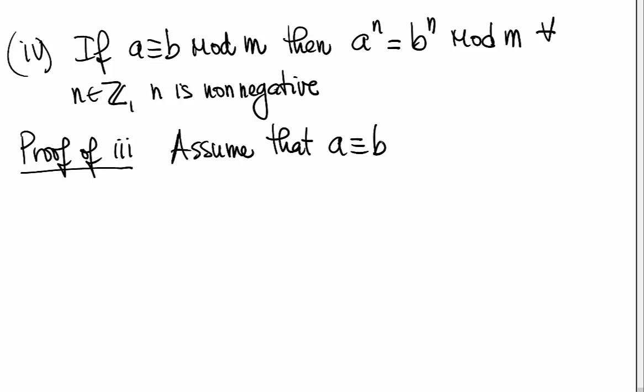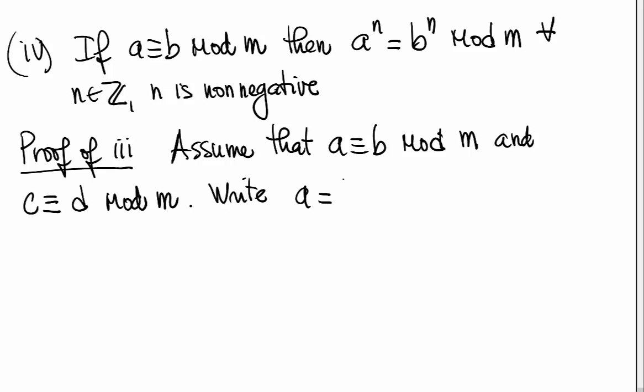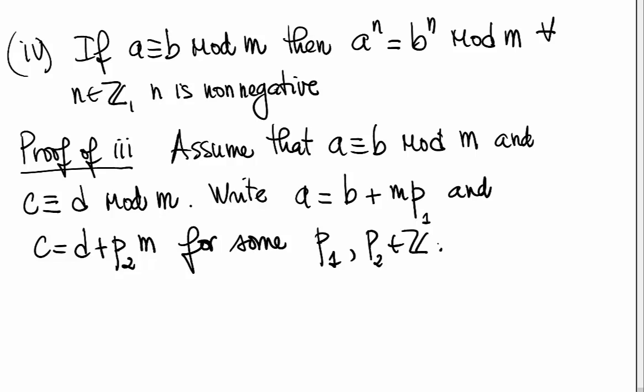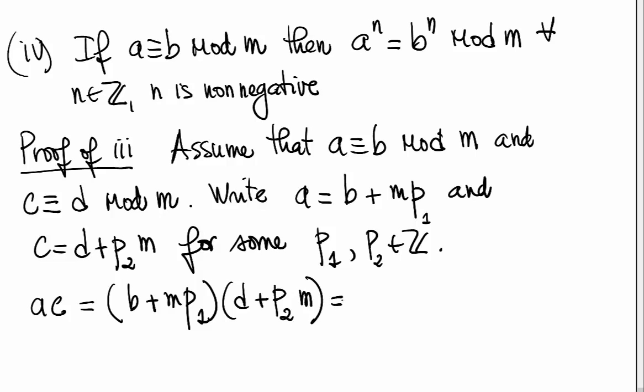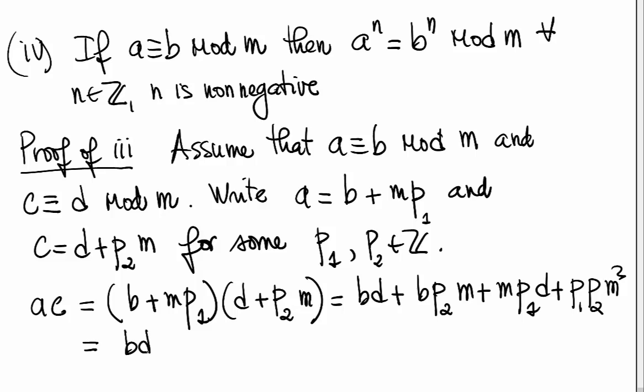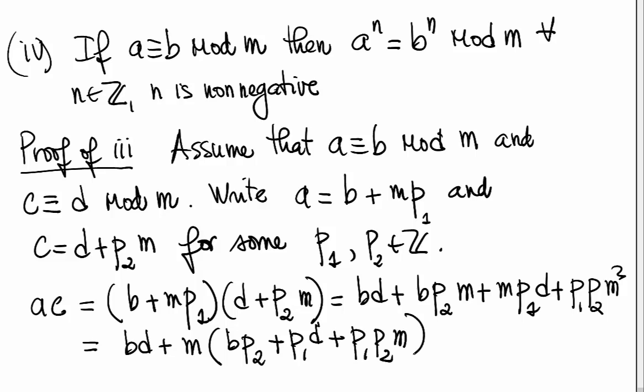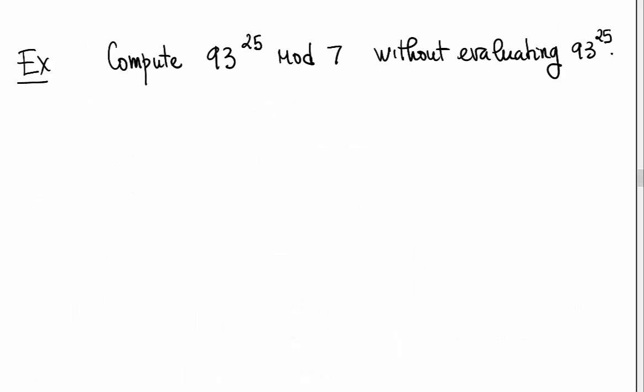Let's prove the third result. Assume a is congruent to b modulo m and c is congruent to d modulo m, and write a as follows: a is b plus p1m, and c is d plus p2m, for p1 and p2 integers. Then a times c will be the product on the screen. Foiling all of this out with some simple algebra, and then factoring m out of the last group, gives us that ac is congruent to bd modulo m.